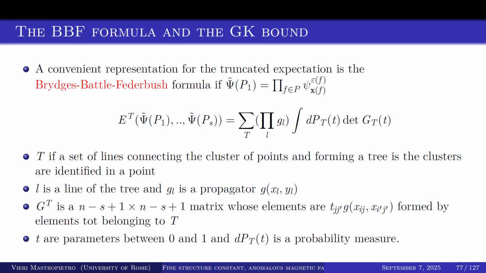Okay, then let me arrive at the crucial point. Up to this point, this is a famous formula. This is Brydges-Battle-Federbush, which is one possibility. There are others. So this formula is an important formula, it gives you a lot of things. Because it says that if you have the product of theta, a monomial, then you can represent this as a truncated expectation of a graph.